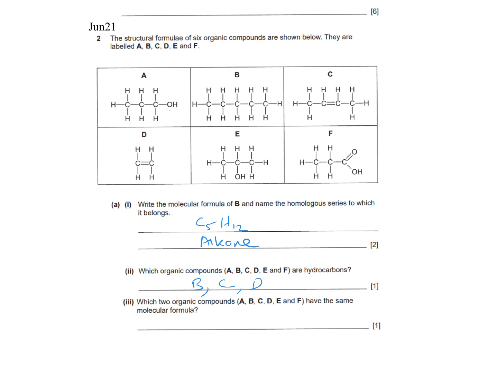Part 3, which two organic compounds have the same molecular formula? Well, that is A and E. The only thing that has changed between these two is that this OH group has moved here and the H has moved there. This is propan-1-ol and this is propan-2-ol.